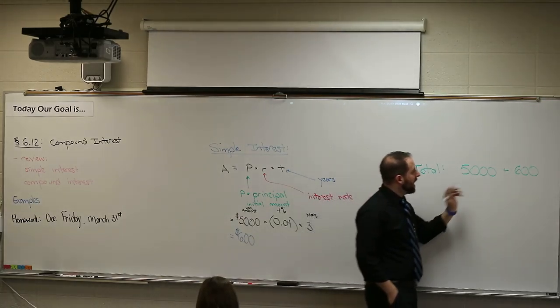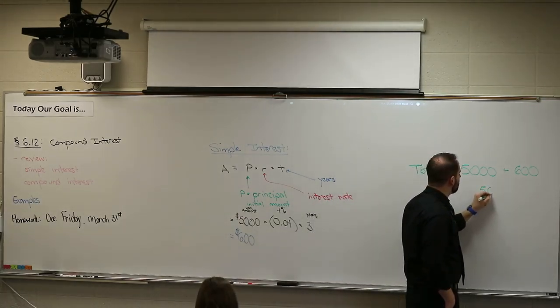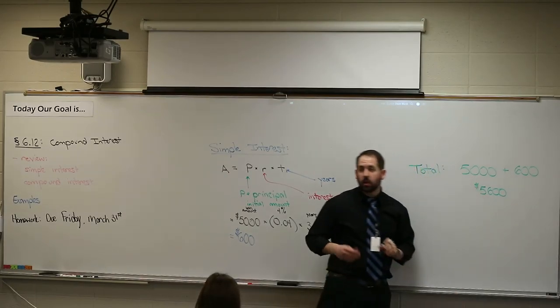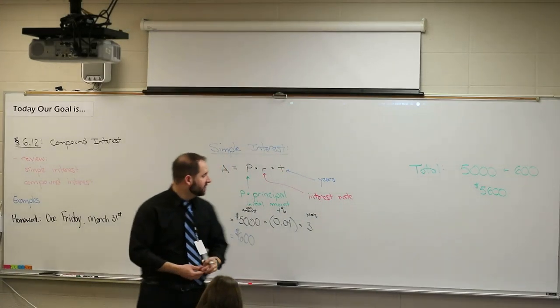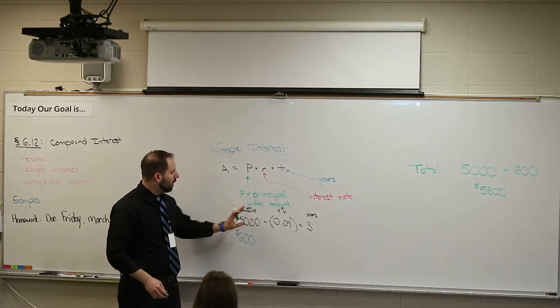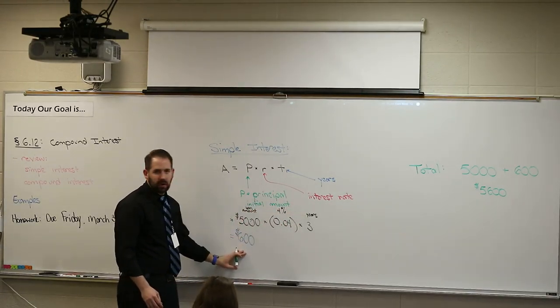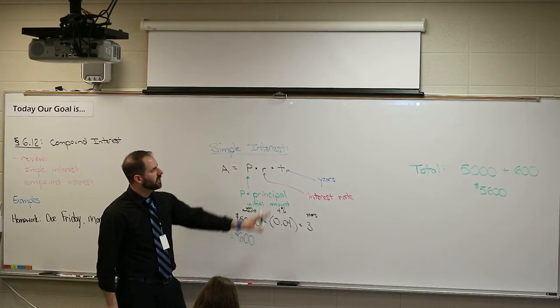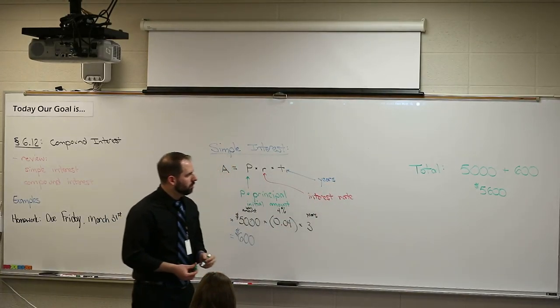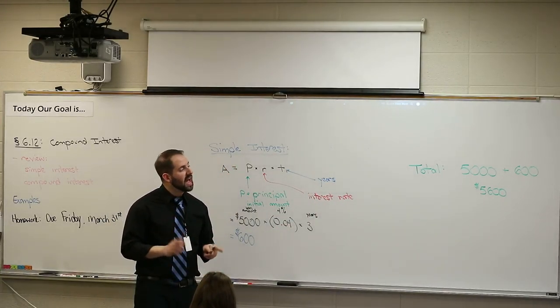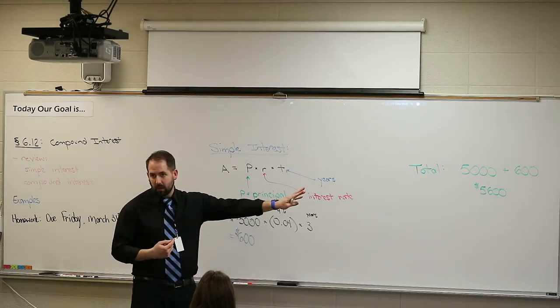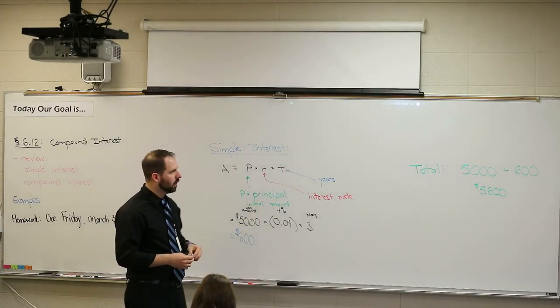Okay, so that number is going to be your $5,600. Does that make sense? You're going to have to find that. Okay, this is the first thing you have to do. You have to take the amount times the percent times the years. That gives you how much the bank's going to charge you in interest, and then you have to add it to your total. That is something that the book will not ask you to do. I'm asking you to figure out what your total is that you're going to pay for that vehicle or whatever that loan is.